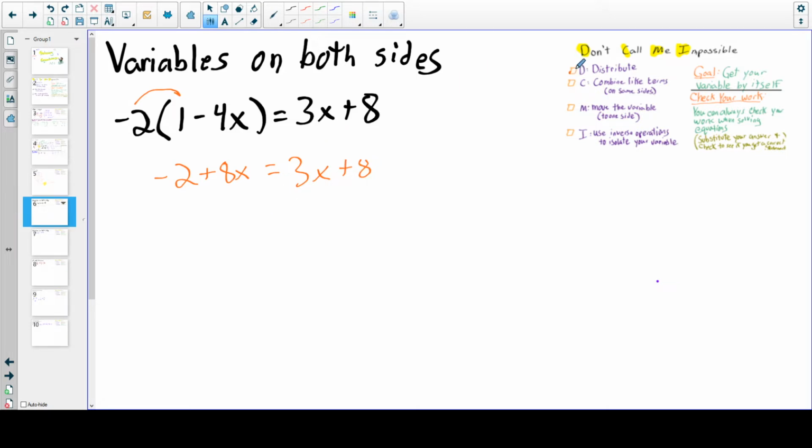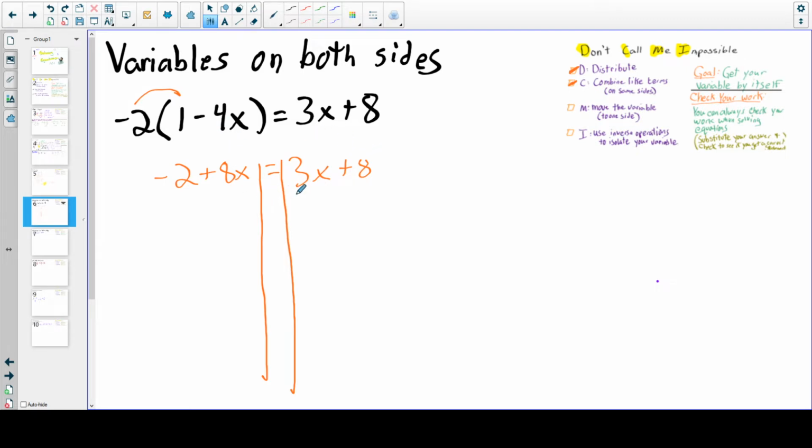Okay, so I distributed. Can I combine like terms? Well, on the left-hand side of my equation, again, some people like to do little train tracks. So we know that this is the left-hand side and this is the right-hand side. Anyways, on the left-hand side, can't combine these. These are not like terms. And on the right-hand side, you can't combine these either. These are also not like terms. So we're done with this. Do I need to move the variable to one side? Well, I have an x over here and an x over here. So I do need to move it to one side.